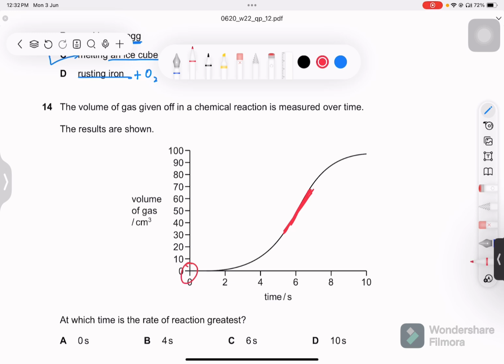At 4 seconds, it is increasing, but you can see for yourself the steepness over here compared to the steepness over here. So we have to have the greatest slope and the greatest steepness, and at 10, it is nearing zero again because it is going towards constant. The gradient is going towards zero. So option C is correct.